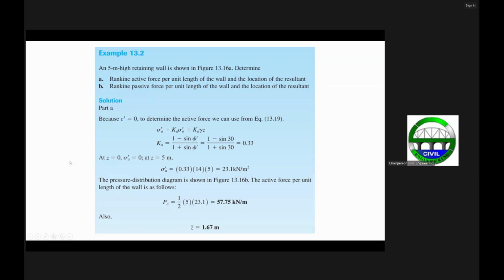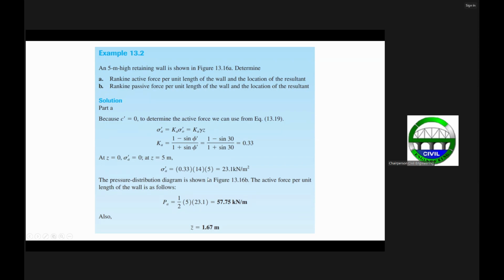So that means at depth z equal to zero, the active earth pressure is zero, because there's no surcharge there. But at depth z equal to 5 meters, if you see my cursor, we can now use this formula.